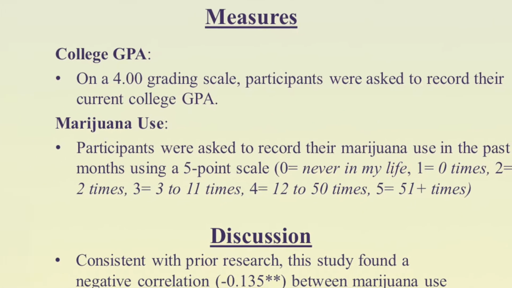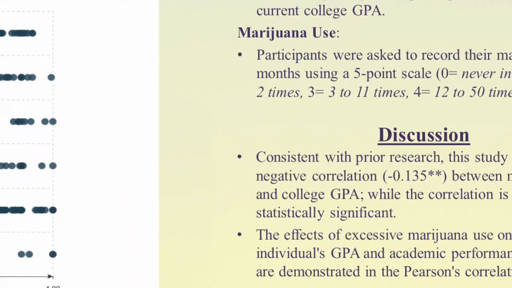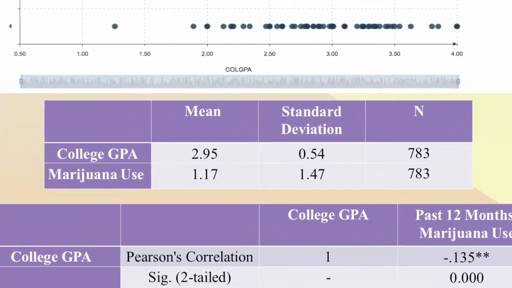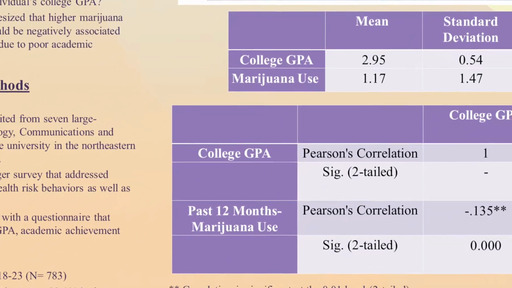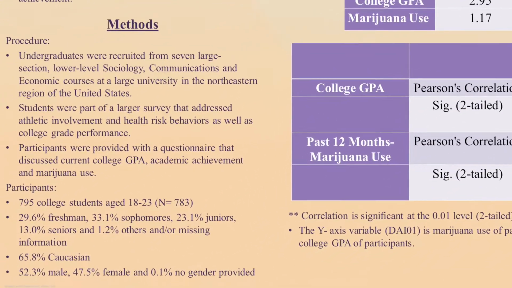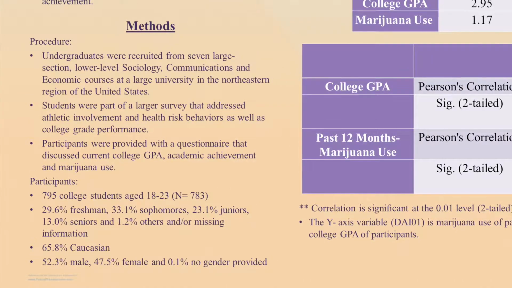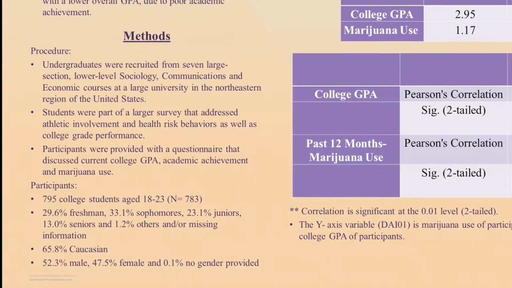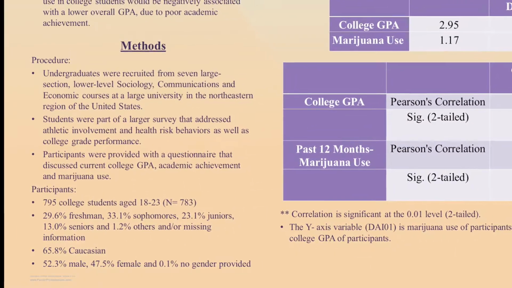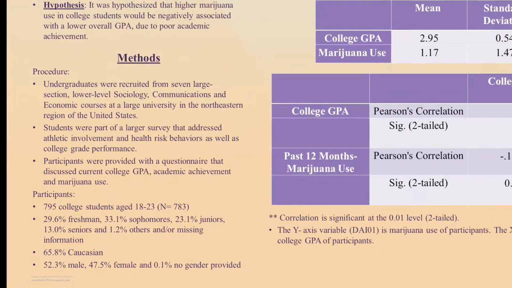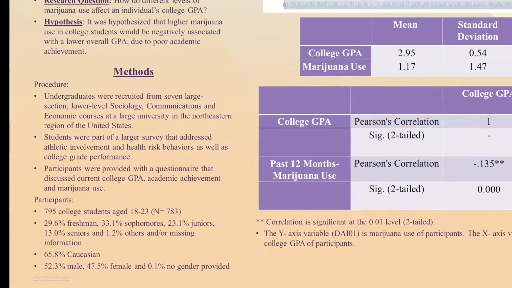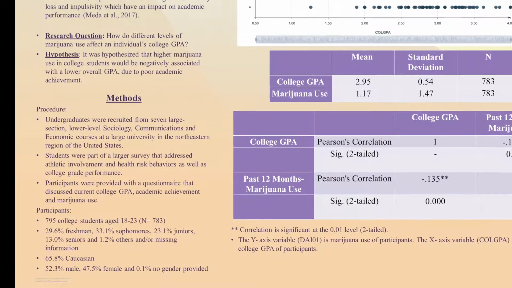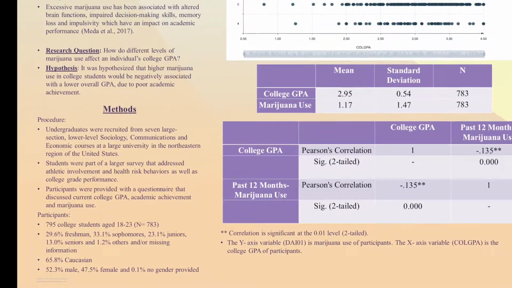So the participants we used for our study were all undergraduate students coming from a variety of sociology, communications, and economic related programs. They were a part of a bigger study, a survey that addressed athletic involvement in health risk behaviors, which specifically for our research, we were focusing on health risk behaviors comparing marijuana use and GPA. These participants were given a questionnaire where they were able to perform their own self-assessment, discussing information about their GPA as well as their marijuana use, and evaluating a range from little to no use to frequent use.